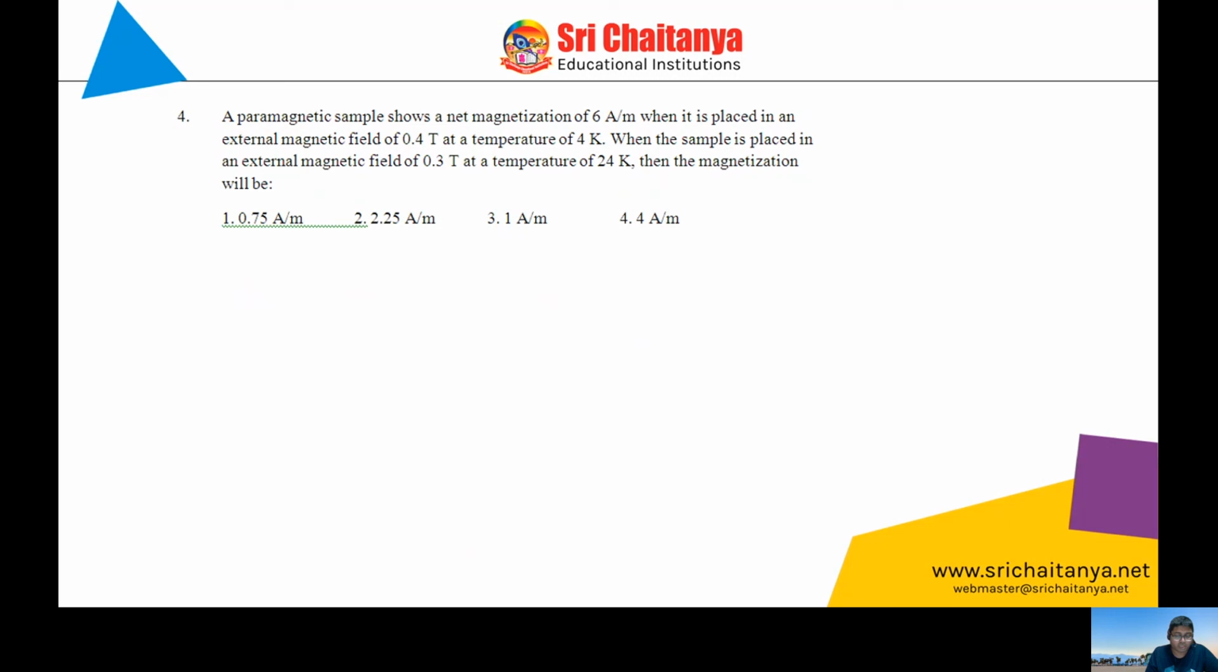So in order to do this question, we need to remember Curie's law. All of you might remember, the magnetic susceptibility of a paramagnetic material is inversely proportional to its absolute temperature. And how is the magnetic susceptibility defined? That is defined as magnetization upon intensity of magnetizing field. So I by H is the magnetic susceptibility, and that is proportional to 1 by T.